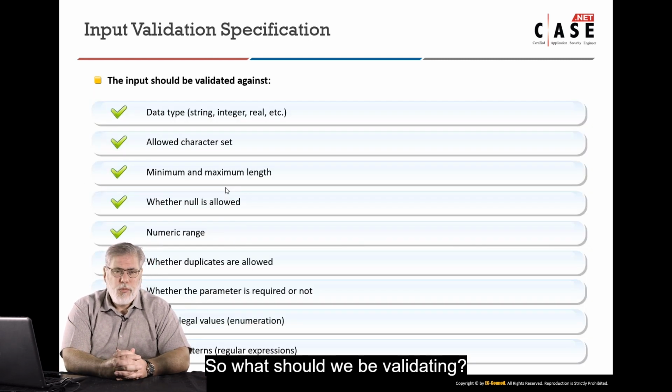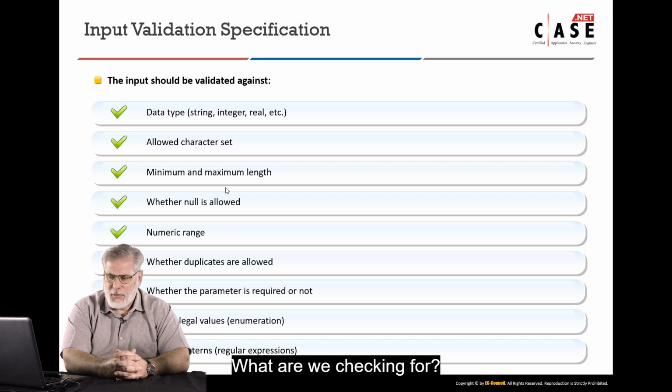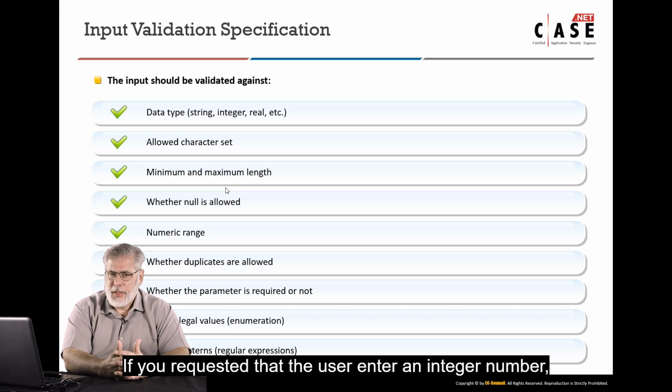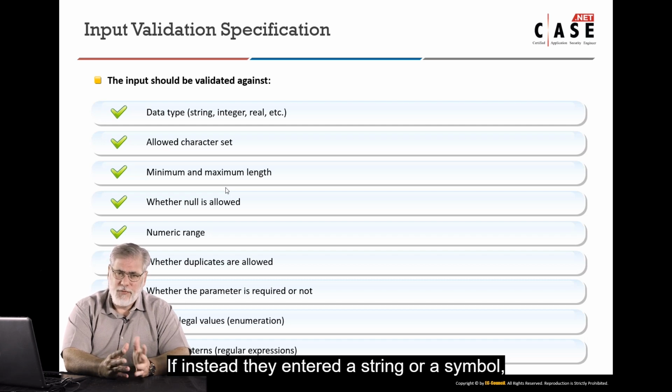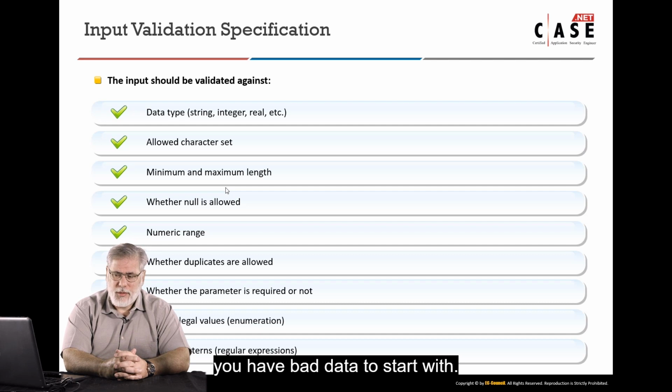So, what should we be validating? What are we checking for? First of all, data type. If you requested that the user enter an integer number, a whole number, did they enter a whole number? That's the first thing to check. If instead they entered a string or a symbol, you have bad data to start with.